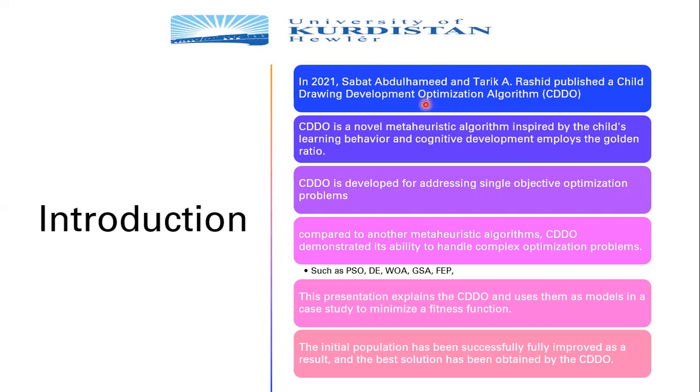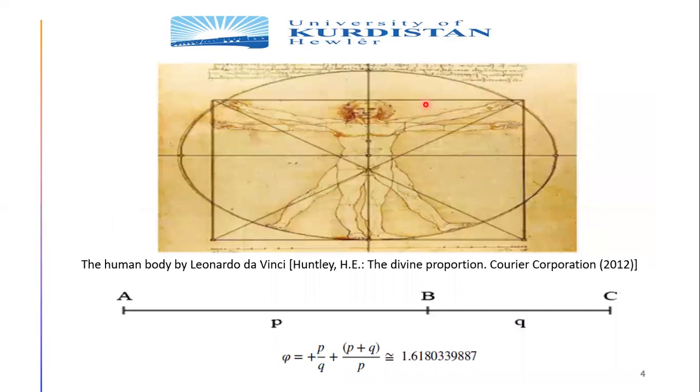We have at least one case study to show how this algorithm works practically, and we show you some results. Now, the basic idea of this algorithm comes from the human body drawn by Leonardo da Vinci, who came up with the idea of the golden ratio. So the algorithm extracted the golden ratio idea and worked with it.